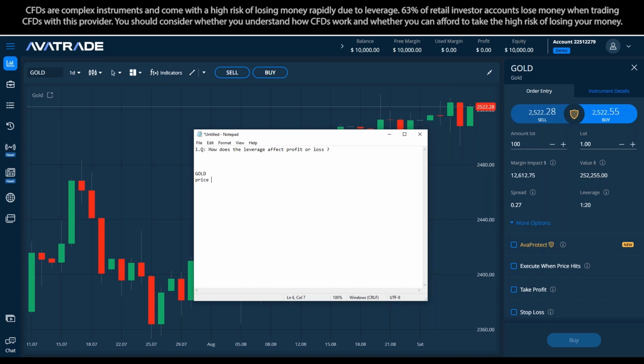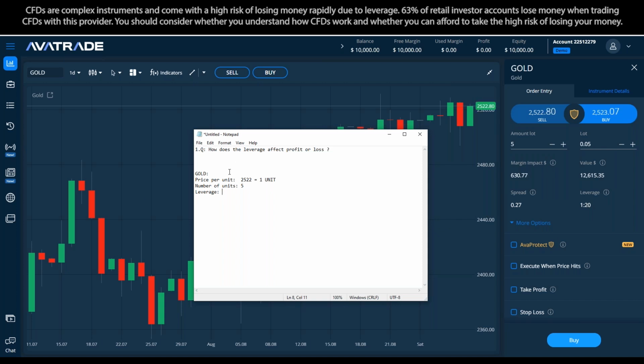Gold. We have gold price per unit. Let's look at it here. We have buy, right? And we have sell. As you can see, they are almost the same. There is a spread here in between, okay? But the general price here is 25.22 for 1 unit. Now, number of units, let's make it 5. And then we're going to write down the leverage. The leverage here is 1 to 20.